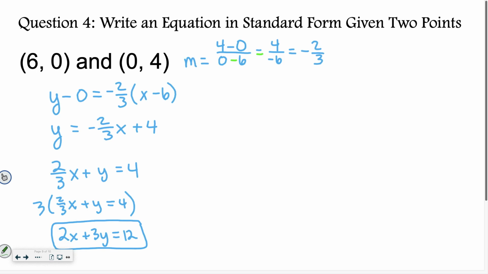All right, for this problem, hopefully your work looked similar to mine. You found the slope, you plugged it into point slope form, and then you just solved, okay? And at the end, you probably ended up with 2/3 x plus y equals 4. So you have to get rid of that fraction by multiplying everything by 3. So that's how we ended up with 2x plus 3y equals 12.